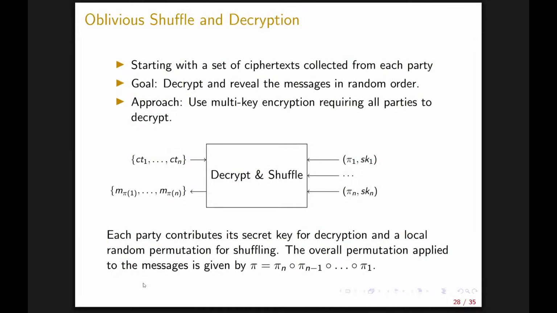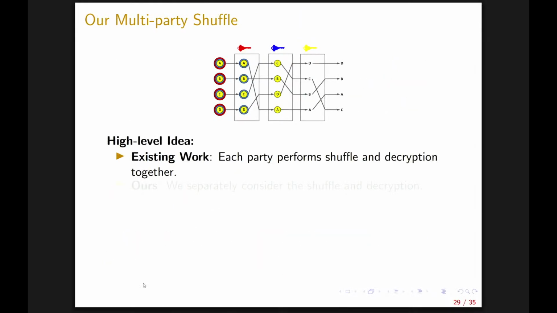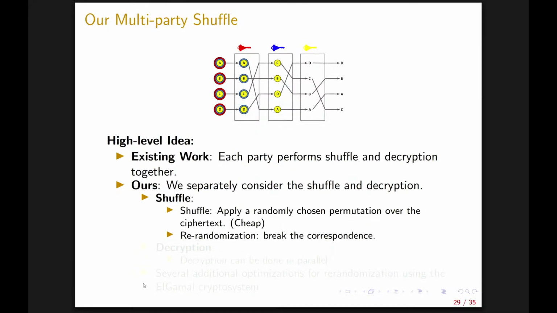And I don't know why, but in previous work, they combine the subfolding and encryption together. So in our work, we realize, hey, why not just separate them? The subfold is very cheap, right? The subfold you just send, re-randomize, and send it to another party. So the subfold is very cheap, so you can do it very fast.